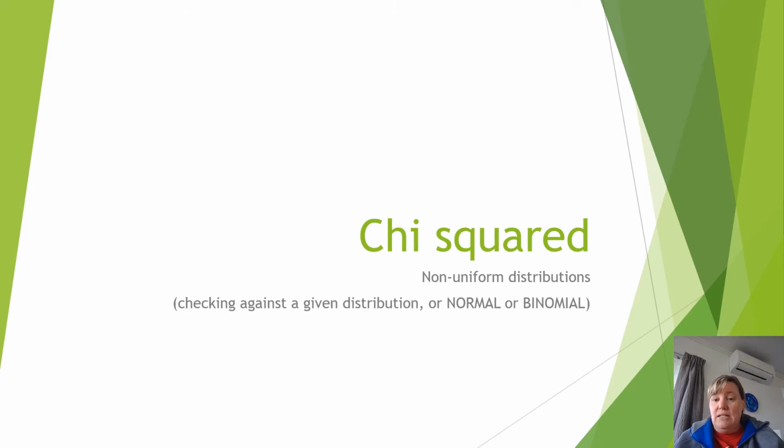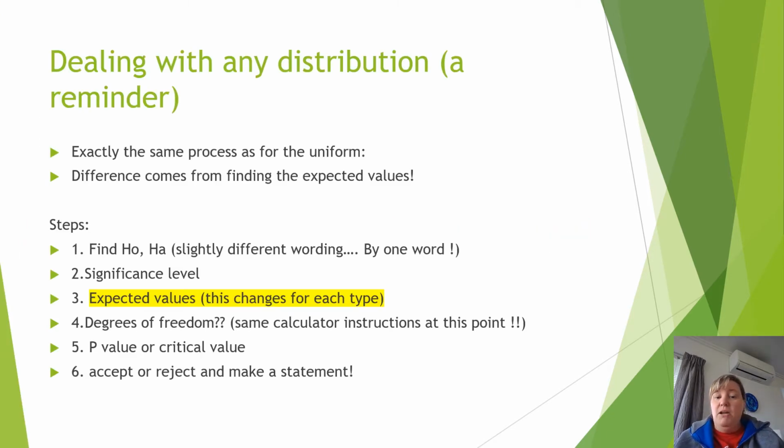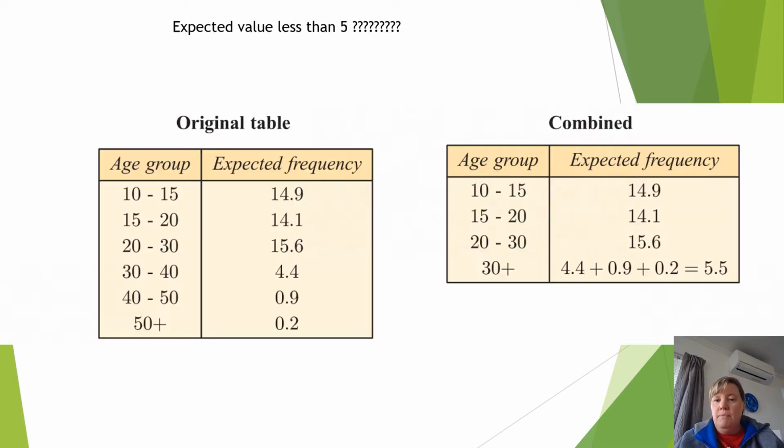So let's get started. All right, so just a reminder of dealing with any distribution. That's exactly the same as you saw yesterday. So we're going to do the same 6 steps, and some of them I'll gloss over quickly because you've done that before. Now, one of the things I've glossed over lightly is what happens if your expected value is less than 5. And you'll see in the final problem I'm going to do today, you'll see that happen, and it happens twice.